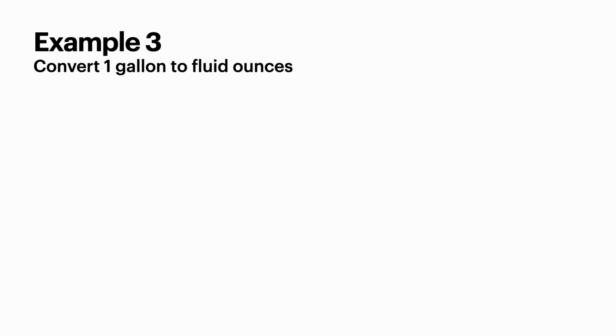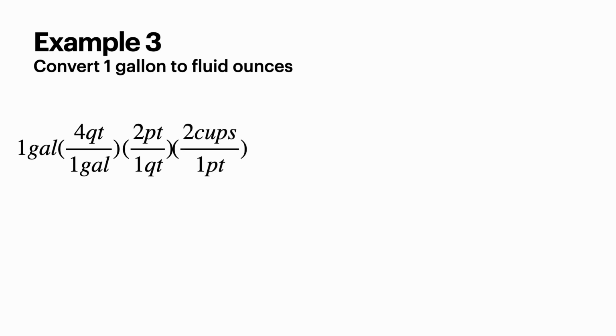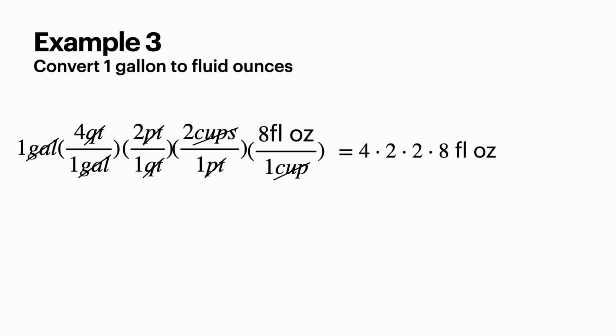Let's try converting 1 gallon to ounces. So we're starting with gallons because we're in gallons, and we want to go to the next smallest unit, which would be quarts in this case. 4 quarts to a gallon, 2 pints to a quart, 2 cups to a pint, 8 ounces to a cup. Cancel what we can. We have gallons over gallons, quarts over quarts, pints over pints, cups over cups. We're left with ounces. We were asked about ounces. Let's multiply across. 4 times 2 times 2 times 8. 128 fluid ounces.